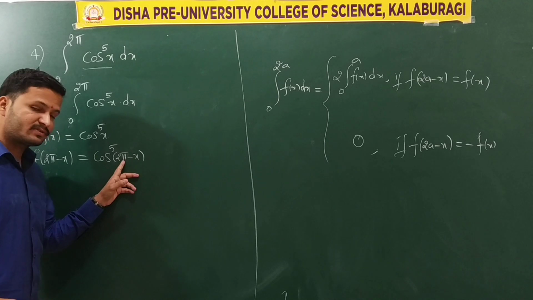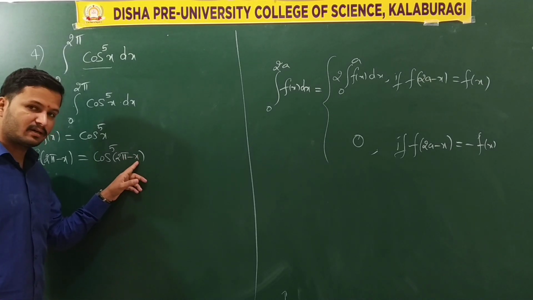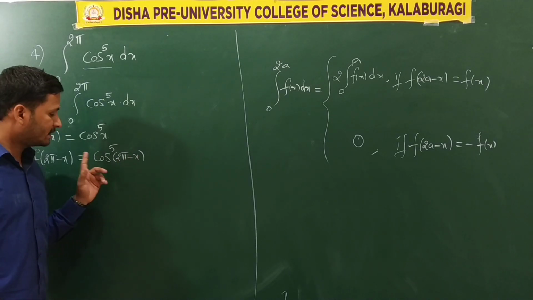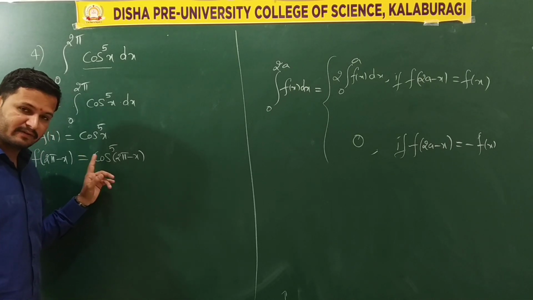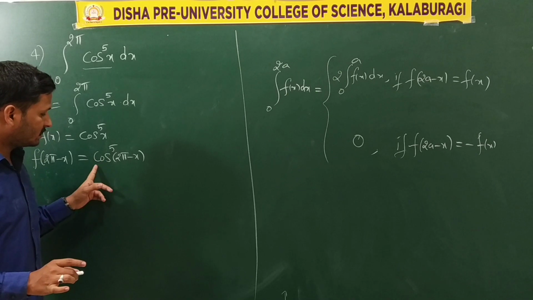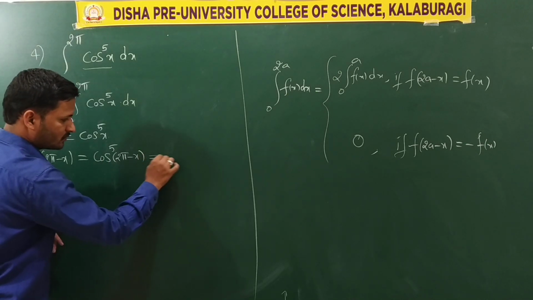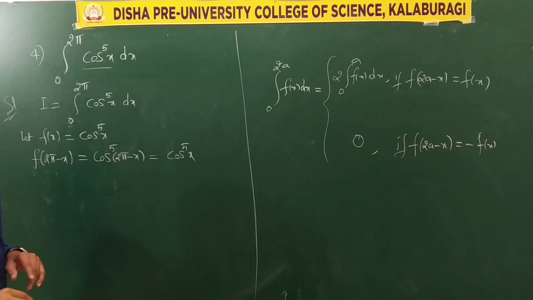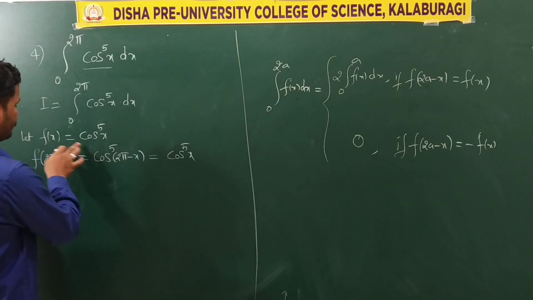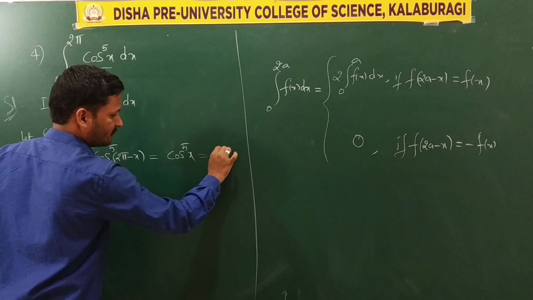Cos of 2 pi means 360. 360 minus theta is in the fourth quadrant. In the fourth quadrant, the cos function is positive. So 360 degree is there. Definitely the ratio doesn't change, so cos of 2 pi minus x is equal to cos x. So cos raised to 5x, this is actually the given function f of x.